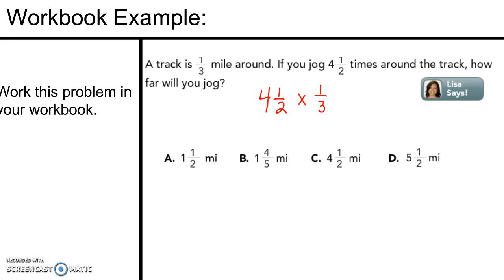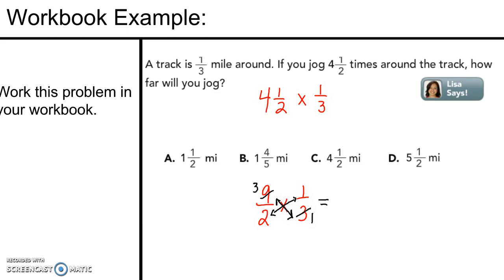So to do that, you need to remember that you would do 2 times 4, which would give you 8, plus 1, which is 9. So you should have 9 over 2 times 1 over 3. You cannot simplify the 1 and the 2 as you look across this way, but you can simplify the 3 and the 9. Divide by 3, and this becomes a 1. Divide the 9 by the 3, and it becomes a 3.